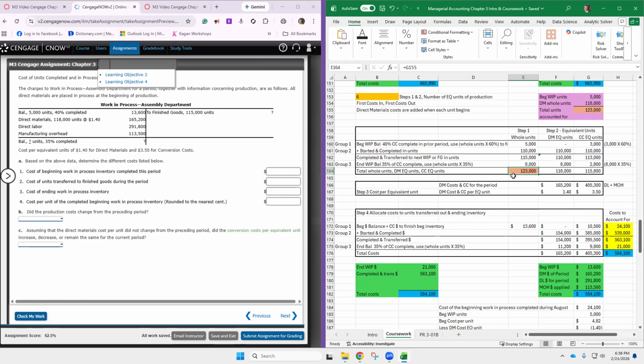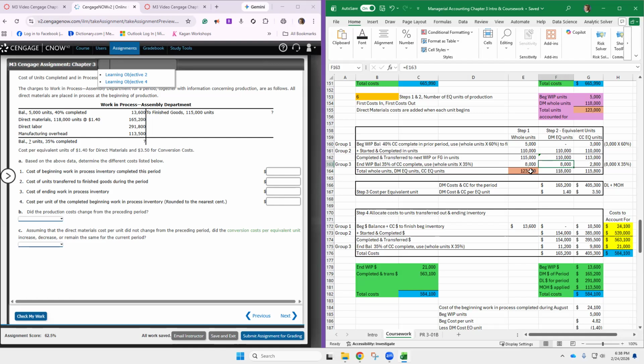So if both of these add up to 123,000, then we can subtract. All right, so we can subtract the completed and transferred out from the total units, and then we will know how many whole units sit there in inventory at the end. The end, they are 35% complete.